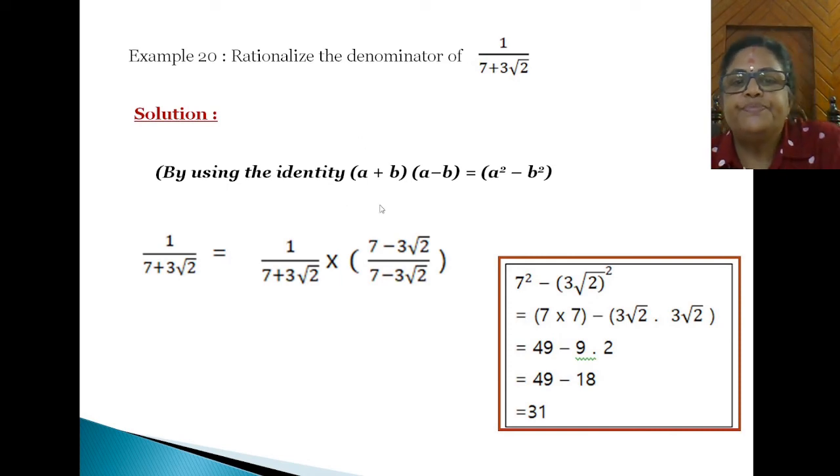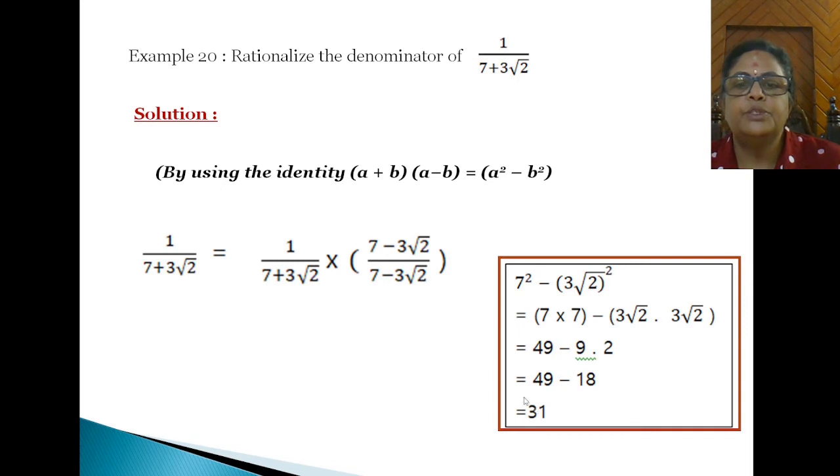So here, in the numerator, 1 into 7 minus 3 root 2 is 7 minus 3 root 2. In the denominator, (a plus b) into (a minus b) is a squared minus b squared. So here you will get 7 squared minus (3 root 2) the whole squared. 7 squared, you know that is 7 into 7. But (3 root 2) the whole squared is 3 root 2 into 3 root 2. So 7 sevens are 49. Here 3 into 3 is 9. Root 2 into root 2 is 2. So 9 twos are 18.